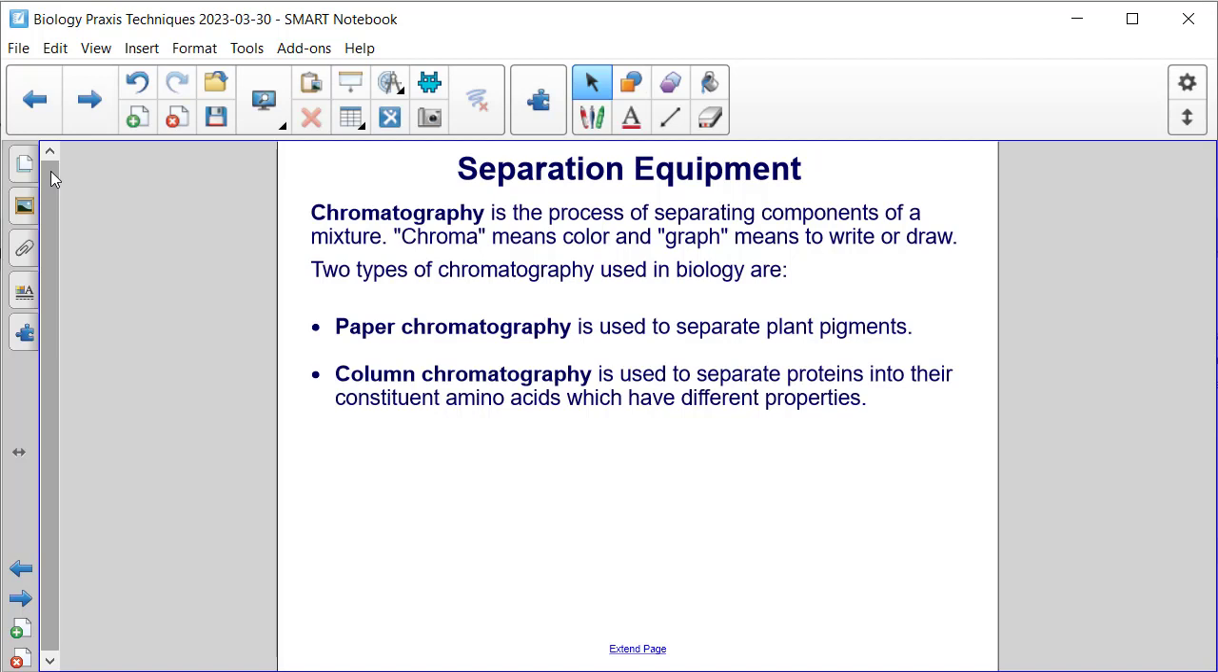Chromatography is the process of separating components of a mixture. Chroma means color and graph means to write or draw. Two types of chromatography used in biology are paper chromatography, used to separate plant pigments, and column chromatography, used to separate proteins into their constituent amino acids, which have different properties.